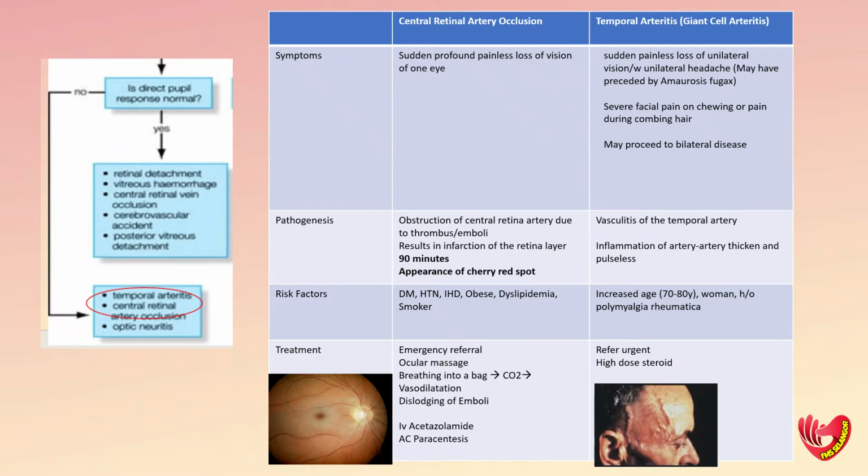Central retinal artery occlusion, or CRAO, causes sudden profound painless loss of vision of one eye. It occurs due to obstruction of central retinal artery due to thrombus or emboli, and results in infarction of the retinal layer within 90 minutes. It gives a pathognomonic appearance of cherry red spot in the ophthalmoscope.